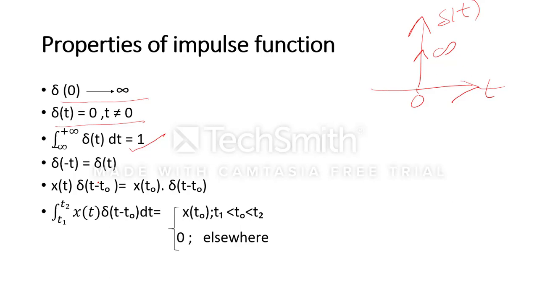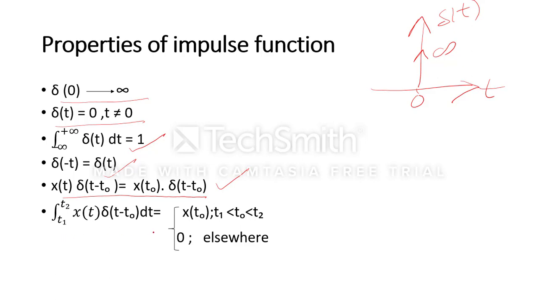The fourth property is your folding property, which we will see later. In the folding property, if you do delta minus t, you will get the same signal. And this is your sampling property. Sampling property, you can see it will look like that. We will do the numerical on this property.